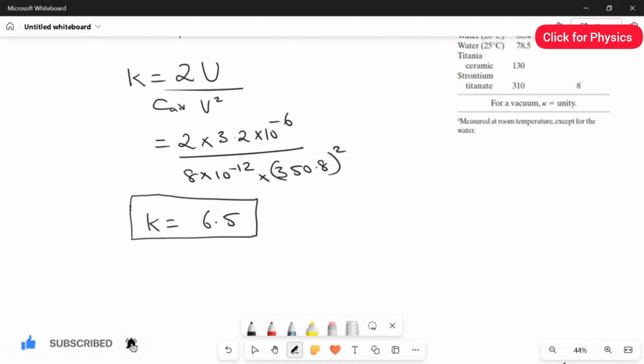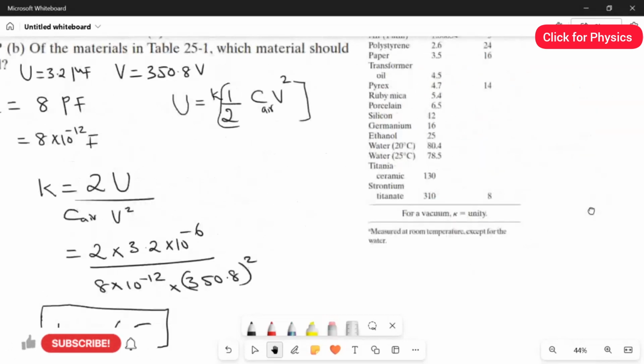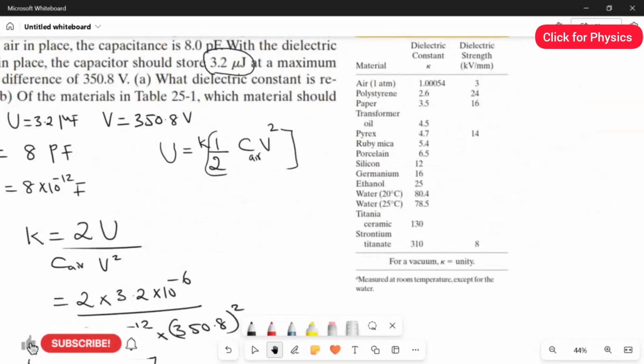Now I have to compare this value with the given chart. The value of K we got is 6.5, so let's see the table. Where is the value of 6.5? Yeah, here we have 6.5. This 6.5 is for porcelain. That means the material used between the capacitor plates is porcelain.